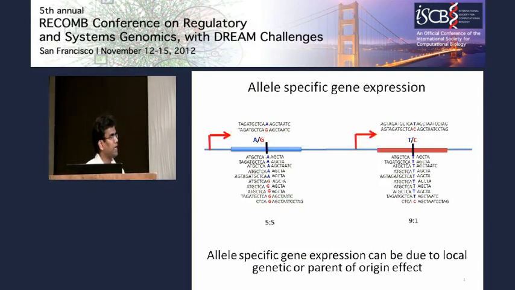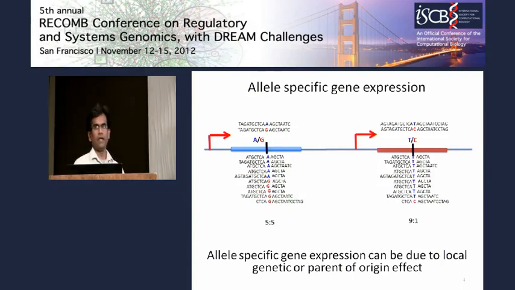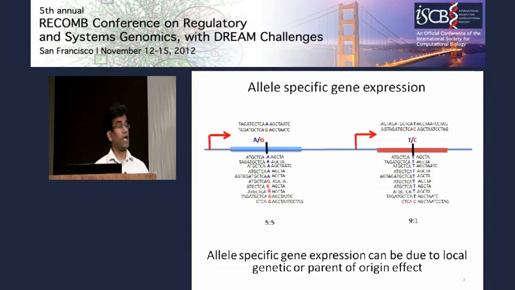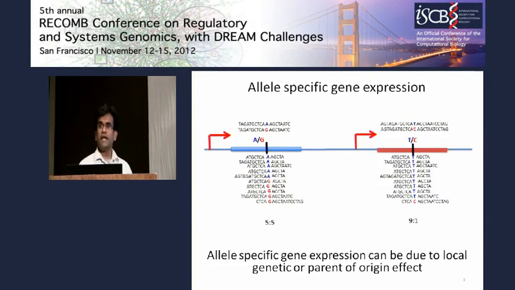Although it's a really interesting phenotype, it has been difficult to study this on a genome-wide scale in an unbiased manner because of the lack of technology. People have looked at it with more targeted sequencing approaches before, but for the first time, I think we are able to study it on a genome-wide scale in an unbiased manner using RNA-seq data combined with good experimental design in a model organism. So this allele-specific expression can be due to a local genetic effect or a parent of origin effect, an example of which would be complete imprinting, where one allele is expressed depending on which sex of the parent it originated from.